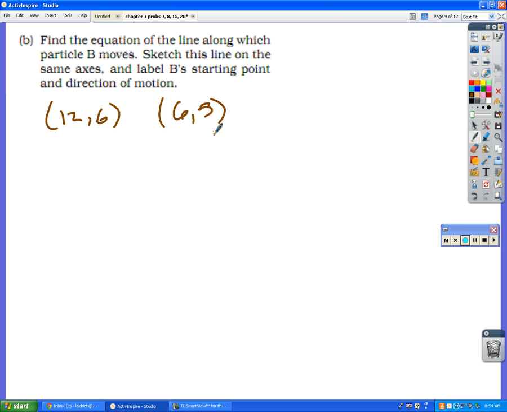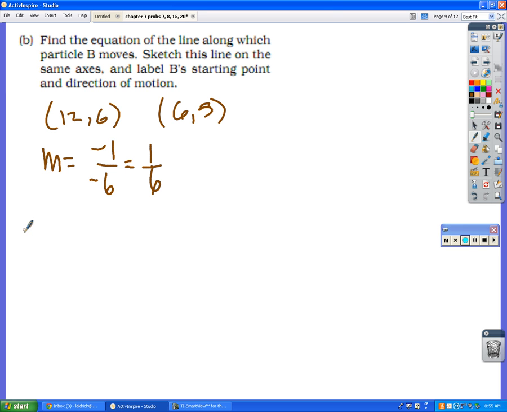All right, so now we're going to use those to come up with the equation for a line again. So y2 minus y1 is? -1. And then x2 minus x1 is -6. Nice job, Megan. So the slope is 1/6.